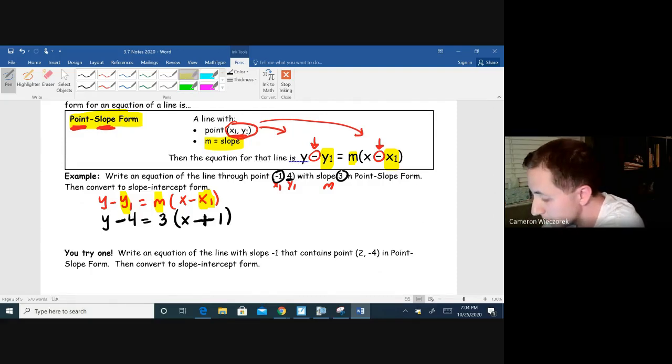So again, I'm going to direct your attention. This was negative 1. In the equation, it's positive 1. This was positive 4. When I plug it in, it's minus 4. You got to remember to flip those signs when you transfer them to point slope form.